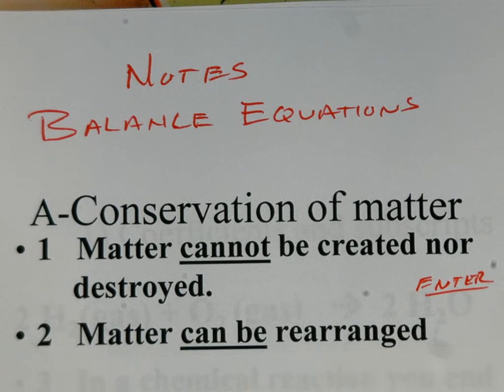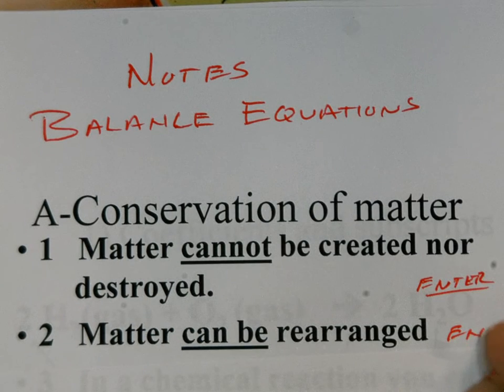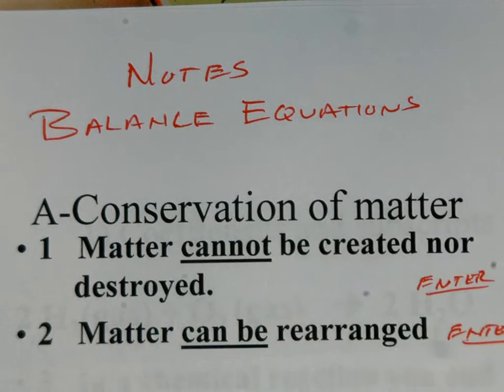Number two underneath this, underneath the conservation of matter, is that matter can be rearranged. So you can't create or destroy it, but it can be rearranged. And that's what happens in chemical reactions. You start with some stuff, and then it breaks apart, gets torn apart, gets added together, and it makes something new. So if you need to, go ahead and hit the enter button until I get that.